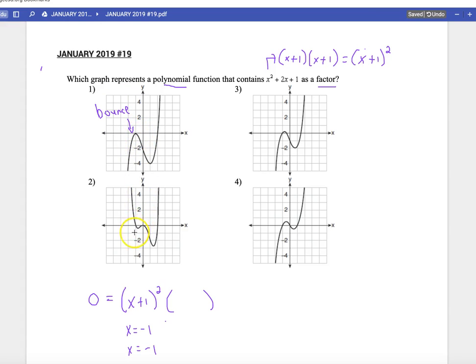We do not see that happening with the graph in choice number 2, nor in the graph in choice 3, nor in the graph in choice 4. In all these x-intercepts at -1, the graph goes straight through the x-intercept. There's no bouncing. So the only graph that could be the polynomial with this given factor has to be the graph in choice 1, because again, we see the bouncing on the x-intercept at x equals -1.